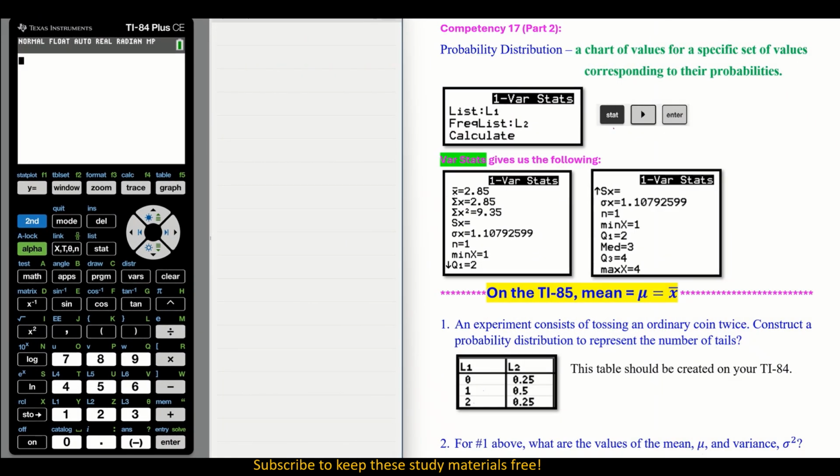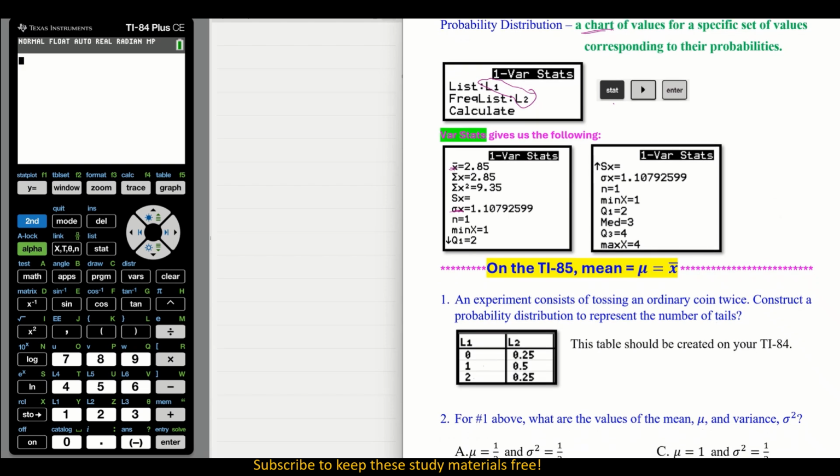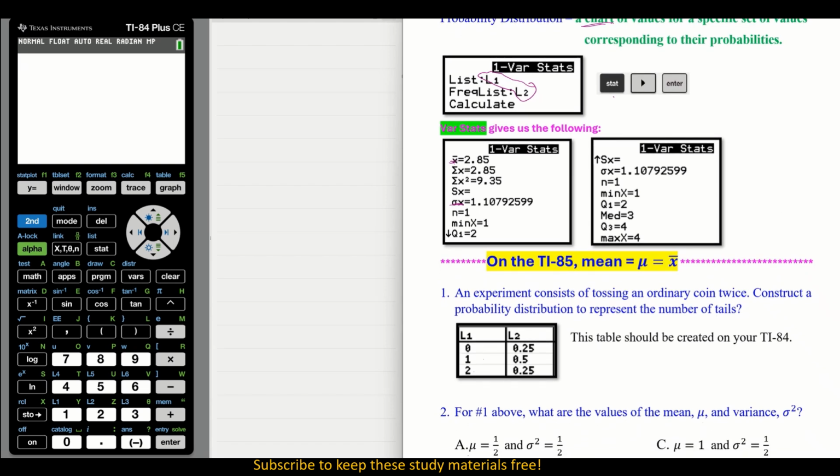Okay, we will begin by creating a probability distribution with our TI-84, which is just simply a chart. And this will get us the L1, L2 that we need for our mean and our standard deviation. And then after that, we'll use another option to get our sigma squared, or our variance.